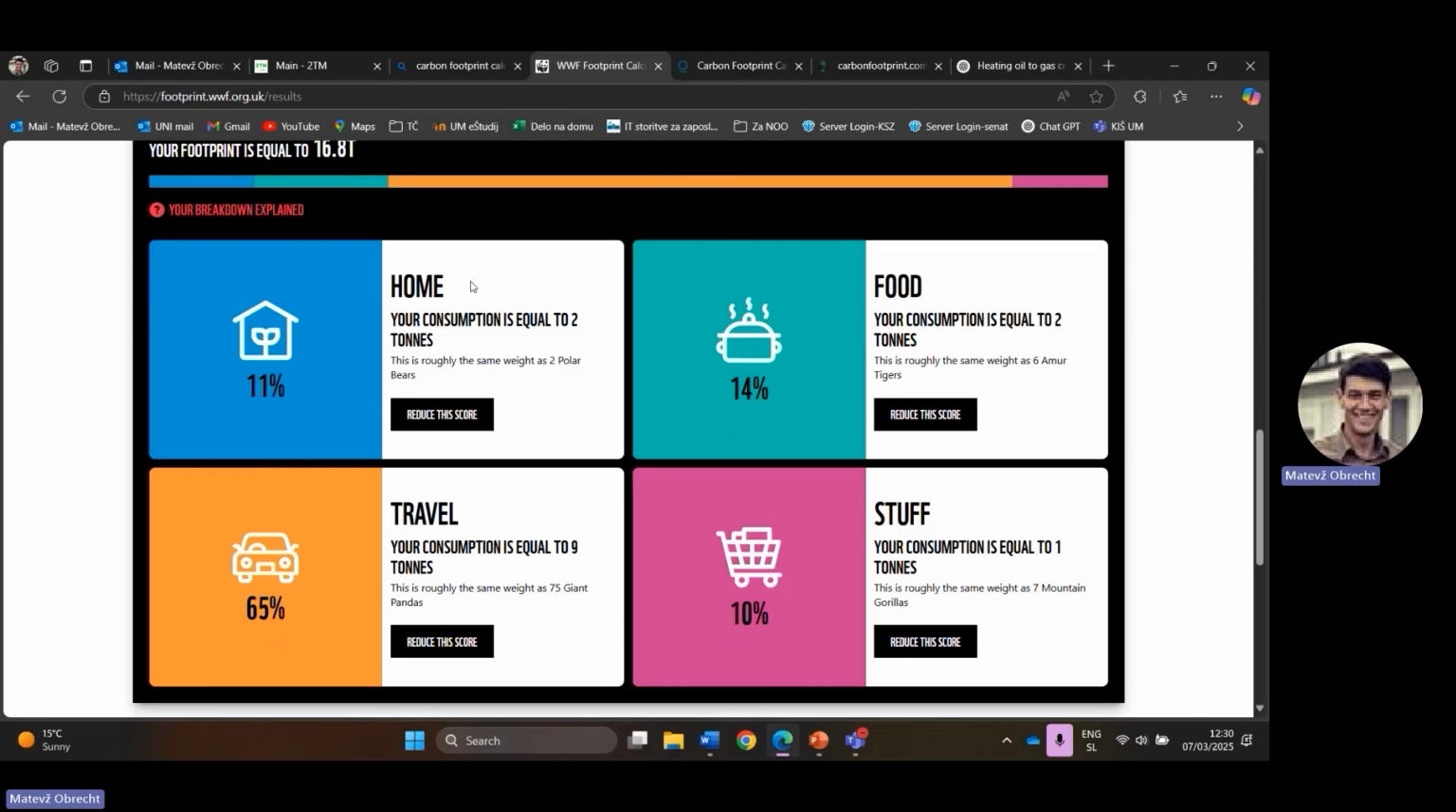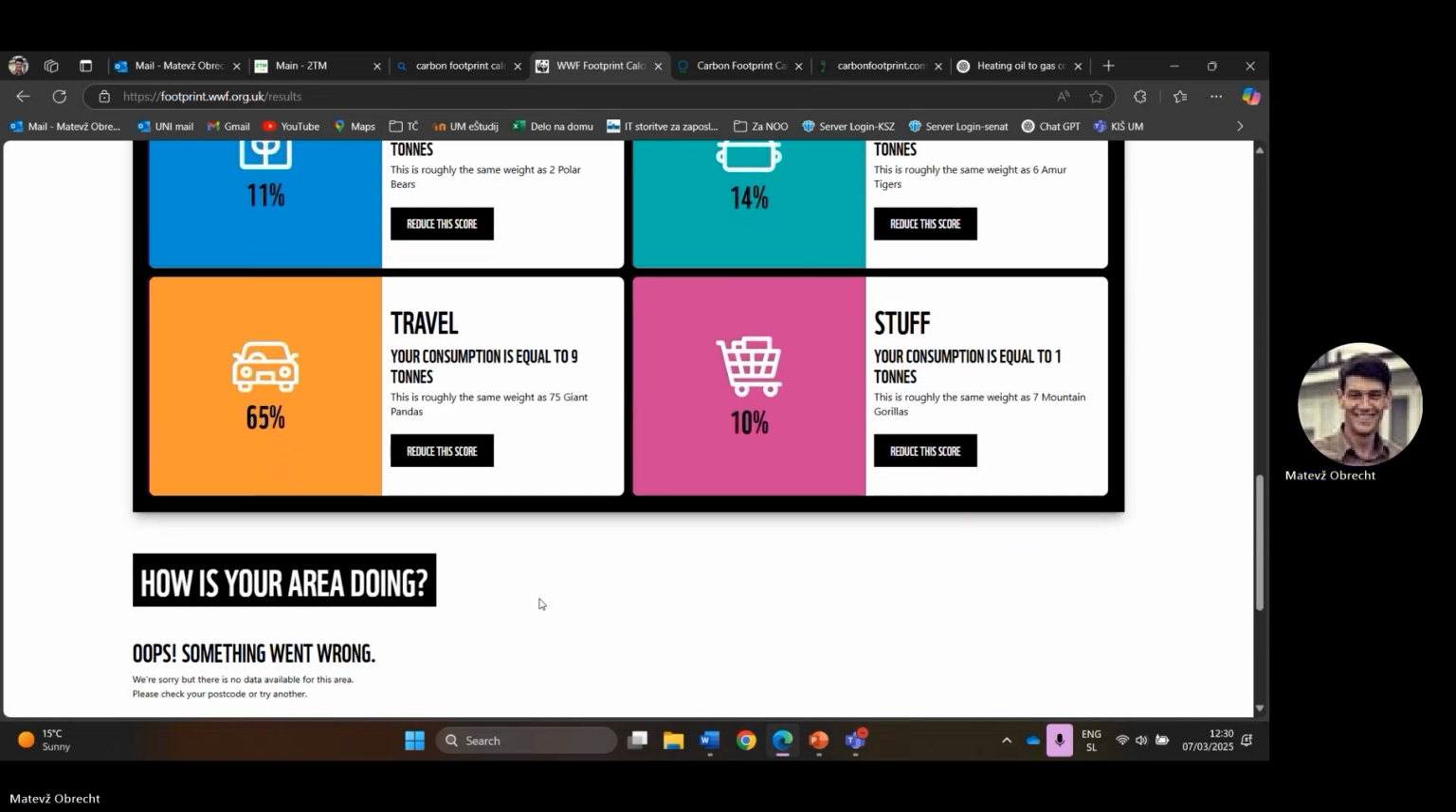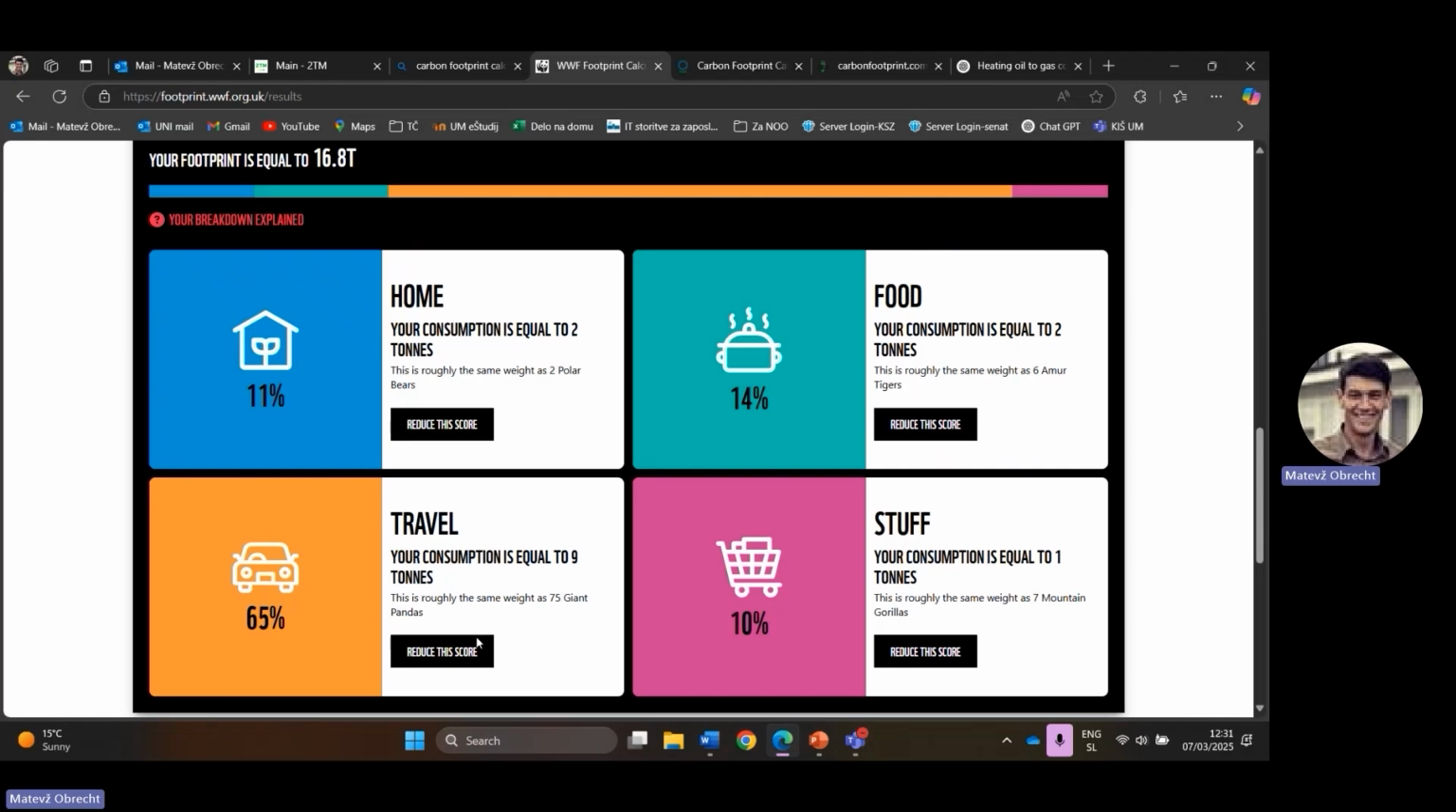So you can see that I don't have a big amount at home. I don't have a big amount on food or stuff, but a huge amount on traveling. So if I would stop traveling, I could make a big impact. So you can see here how your area is doing, and so on. You can see here, okay, this is my hotspot, how to reduce it.